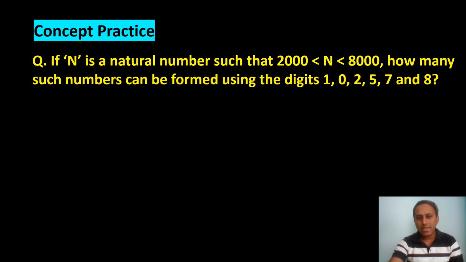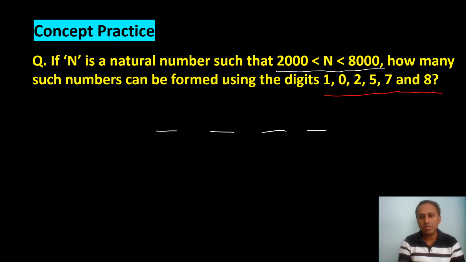Let us take this example. The question says, if n is a natural number such that 2000 is less than n less than 8000, how many such numbers can be formed using the digits 1, 0, 2, 5, 7 and 8? So this is important. First we need to observe it is greater than 2000 and less than 8000. That is, our required number has to be a 4-digit number. And second, the given digits are 1, 0, 2, 5, 7 and 8. So basically we have to fill 4 places.